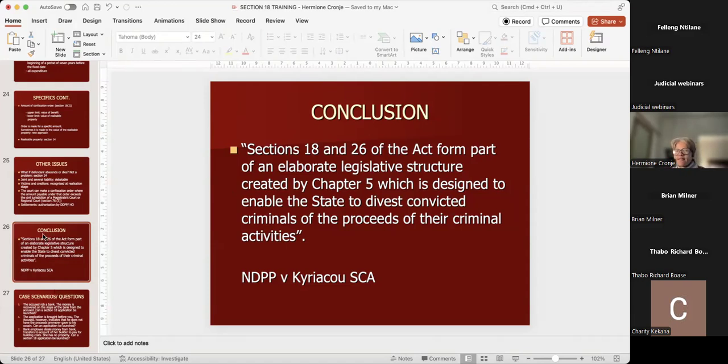Sure. Thank you, Advocate Cronje. We'll open it up for any questions. You can just simply unmute yourself, raise your hand, and you can take it from there.